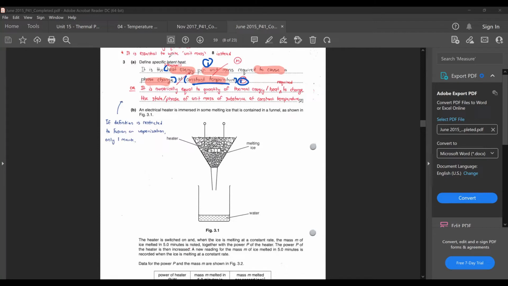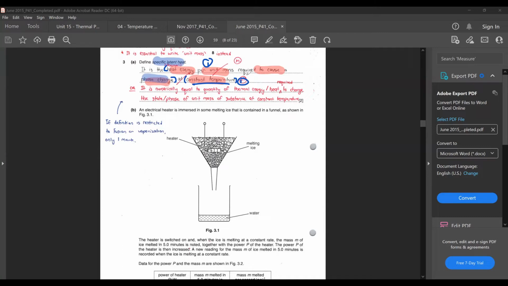All right. So this one is okay. And you see, in your current case here, this is just a general definition of specific latent heat. They didn't say whether it's vaporization or whether it's fusion. So you don't really need to say what kind of phase change it was, whether it was from solid to liquid or liquid to gas. You can just say it's phase change. All right. Now, look at part B.